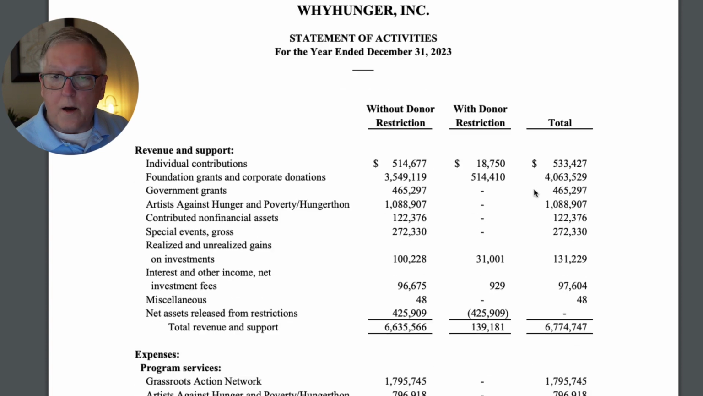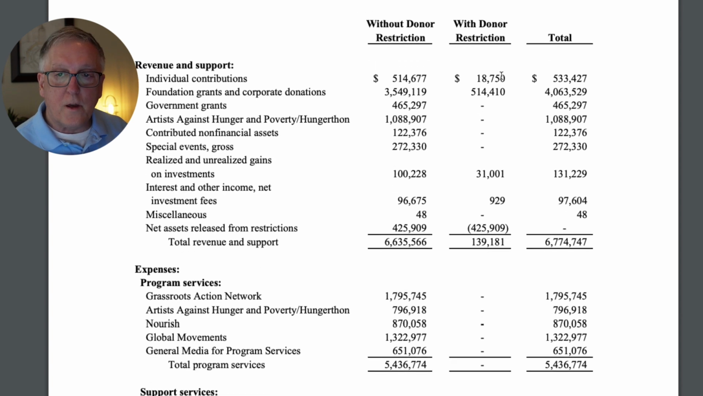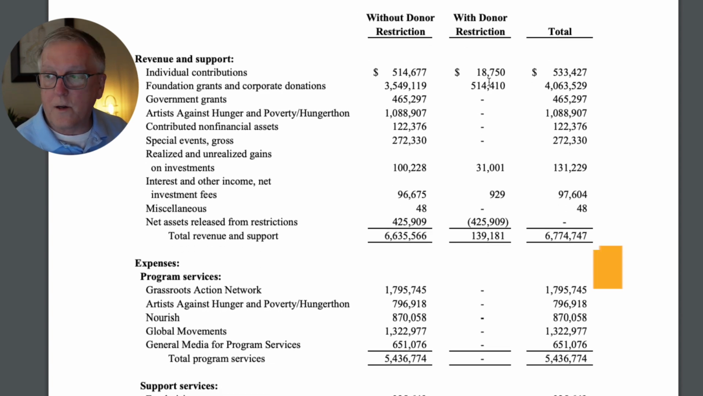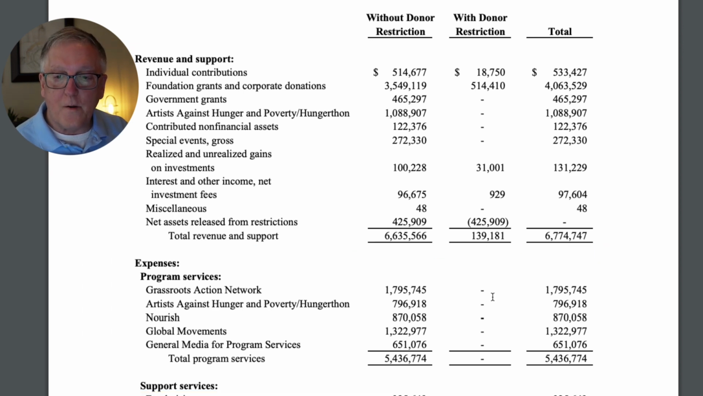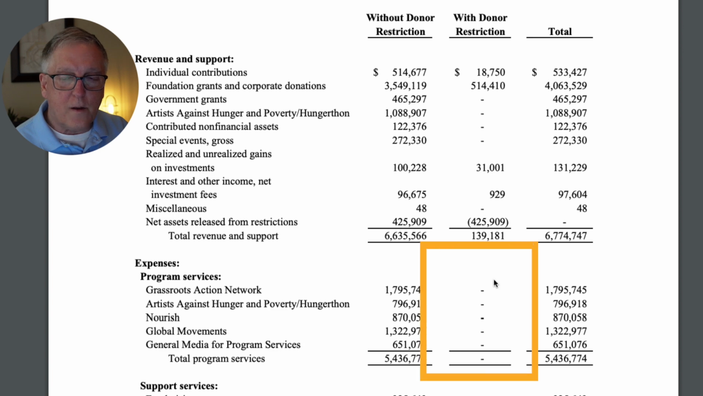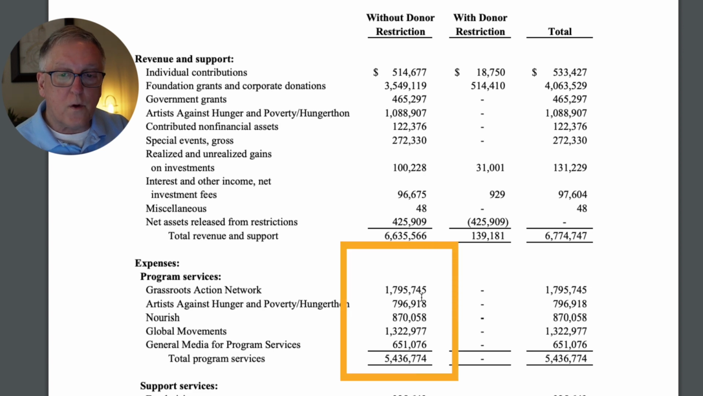Now, again, keep in mind we've got these separate columns for without donor restriction activity and with donor restriction activity. Do you notice anything that looks a little funny in the expense section? If you've never looked at not-for-profit statements, you may be wondering, why does the with donor restriction column not have any expenses?